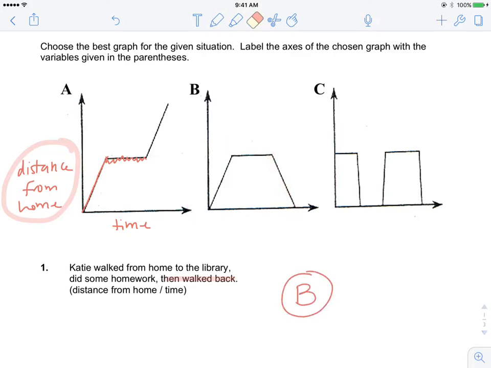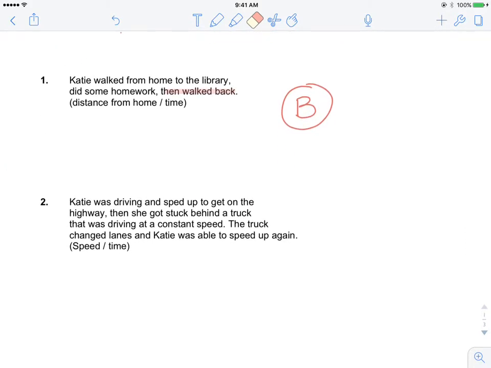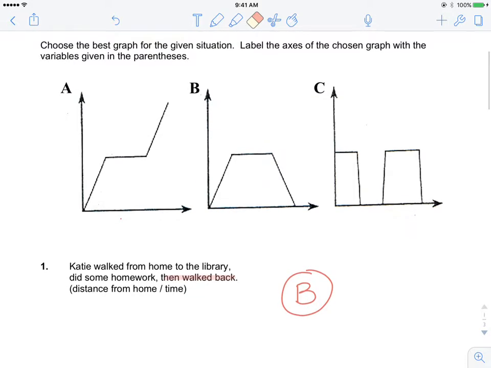All right, let's go ahead and look at our next situation. Katie was driving and sped up to get on the highway. Then she got stuck behind a truck that was driving at a constant speed. The truck changed lanes and Katie was able to speed up again. So we're talking about speed and time. Remember, guys, time goes on the bottom. So time versus speed.